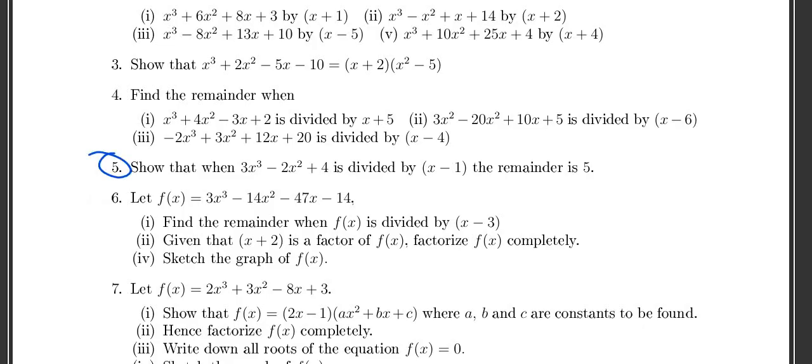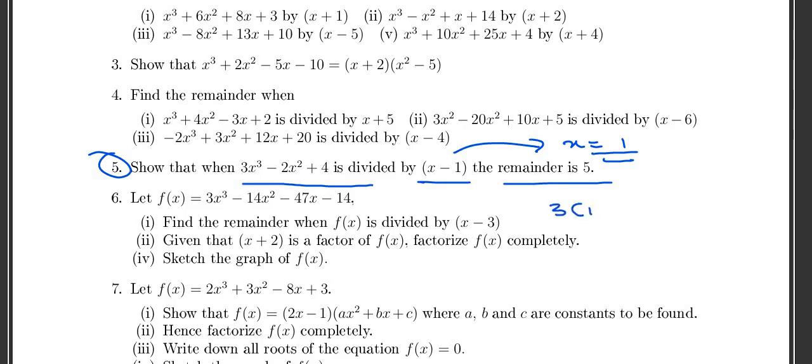Look at question number 5 here. They are saying, show that when this is divided by this, the remainder is 5. This is where the remainder theorem comes in. So we're just going to solve this. When you solve it, this gives you x is equal to 1. When you put 1 in the function, the answer you get is the remainder. So when you put 1 in the whole expression, you're going to get 3, put a 1 there. Then you have minus 2, put a 1 this side, then plus a 4.